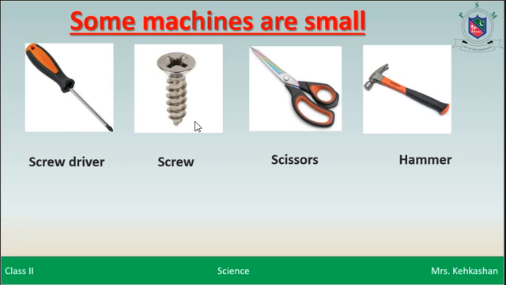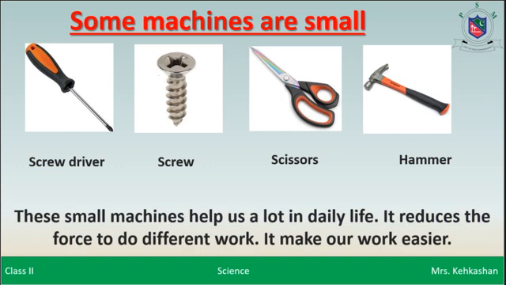These small machines are very useful because if you want to tighten a screw without this screwdriver, it's very difficult. So these small machines help us and reduce our work and make our work easier. So these small machines help us a lot in daily life. They reduce the force needed to do different work. It makes our work easier.